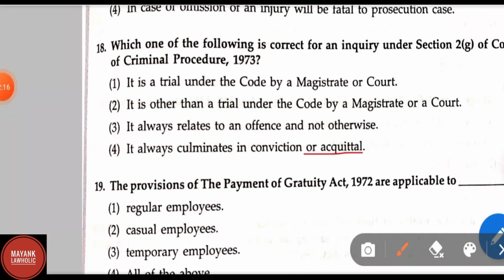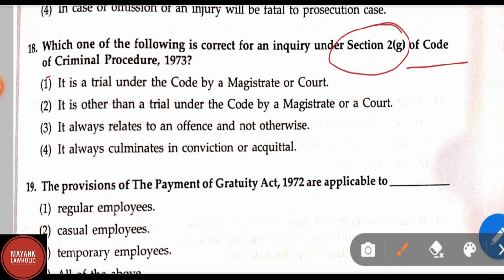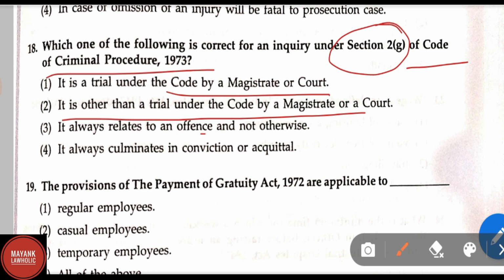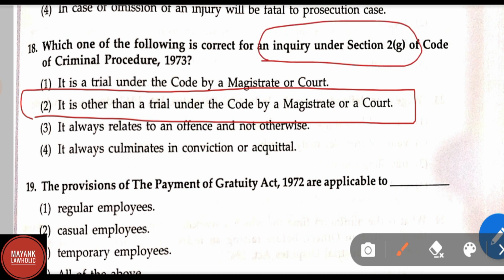In question number 18, which one of the following is correct for an inquiry under section 2 clause G of CRPC? Option 1: it is trial under the court by magistrate or court. Option 2: it is other than the trial under the court by a magistrate or a court. Option 3: it always relates to an offence and not otherwise. Option 4: it always culminates in conviction or acquittal. The correct answer is option 2, it is other than the trial under the court by a magistrate or a court. Inquiry is given under section 2G of CRPC. Definition of inquiry means every inquiry other than a trial conducted under this code by a magistrate or a court. So this is the right answer.